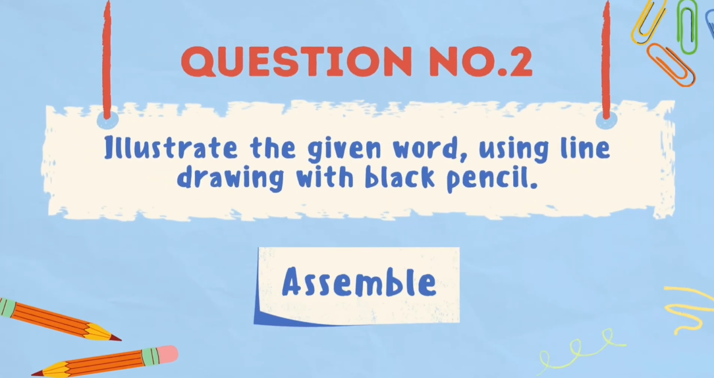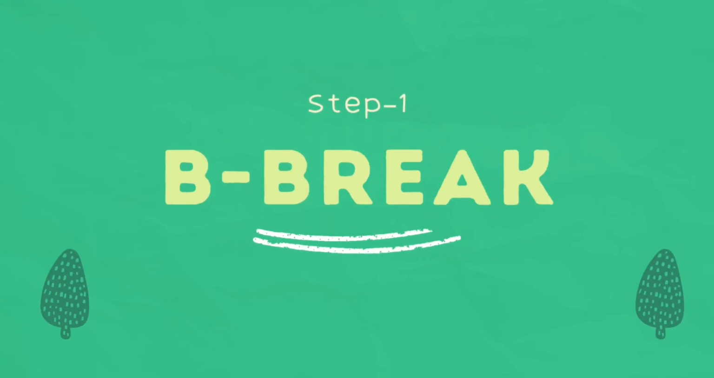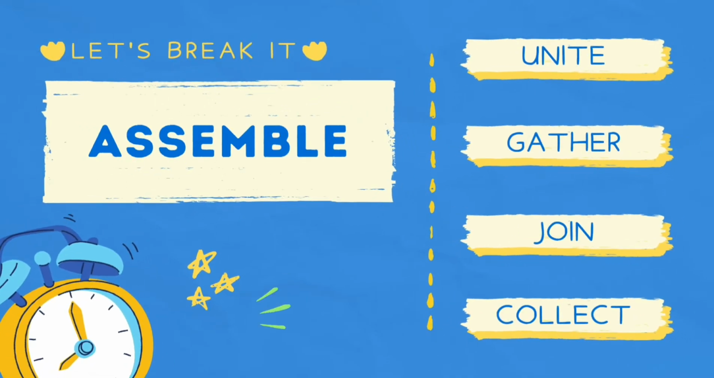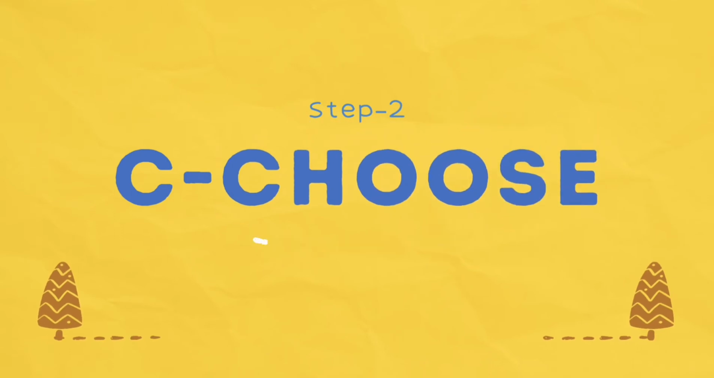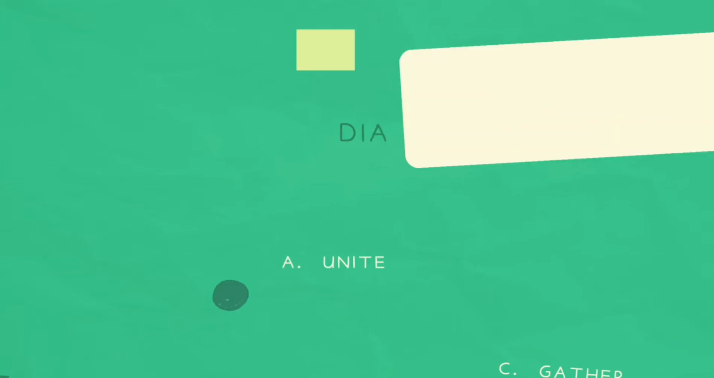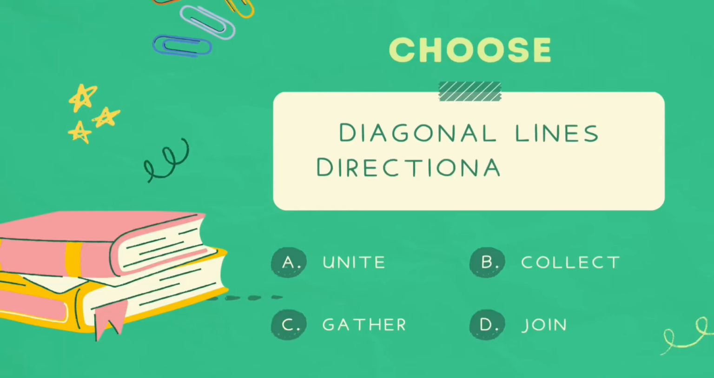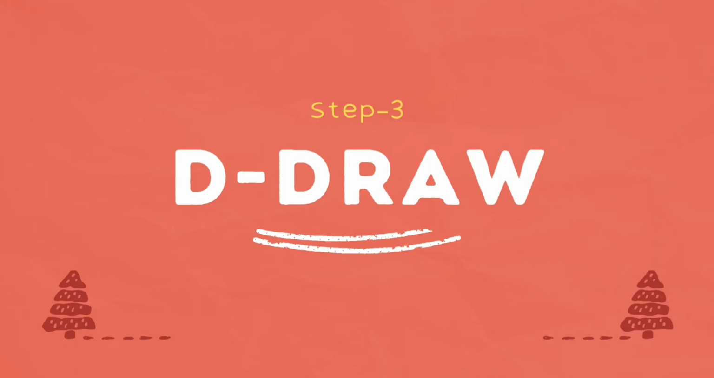In the same way, we can solve our next problem, that is assemble. Here we have to again break the word into simpler words, or we can say into adjectives. So these words can be unite, gather, join and collect. Now we need to choose the perfect line types that best suit the words that we have derived. So the line types that best define the words unite, collect, gather and join can be diagonal and directional lines. We will have to compose these lines in the form of a drawing to depict that very emotion.